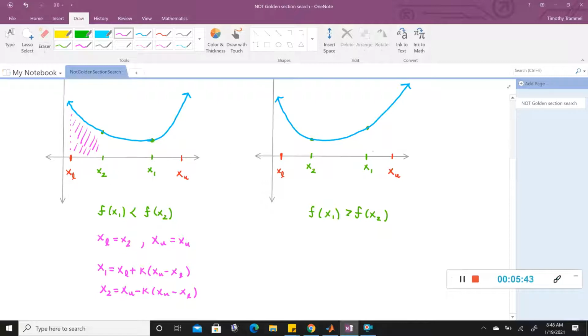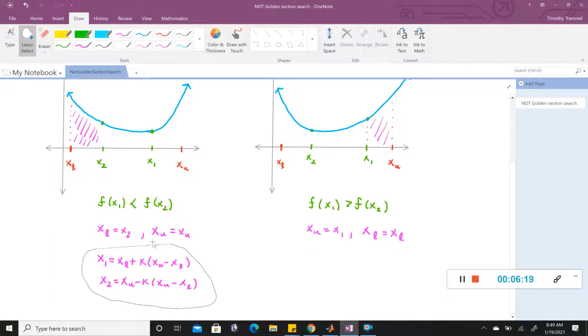And then if we're over here in this situation, the question is, how are we going to reassign things? Because f of x1 is greater than f of x2, we know that our minimum does not occur in this region. So we can cut this out, and this will become our new x upper. So x upper is equal to x1, and x lower can stay itself. So we wouldn't actually need to reassign it to itself here. But then to calculate x1 and x2, it's going to be in the same fashion. In fact, I'll just copy this.